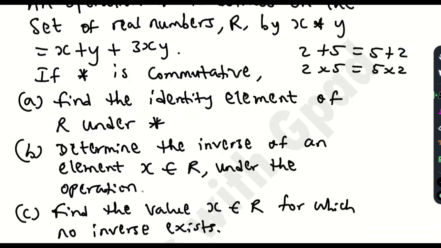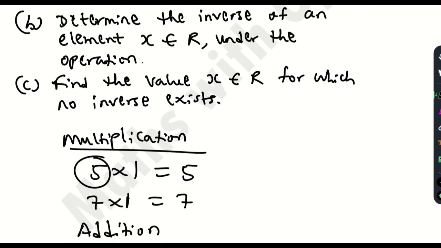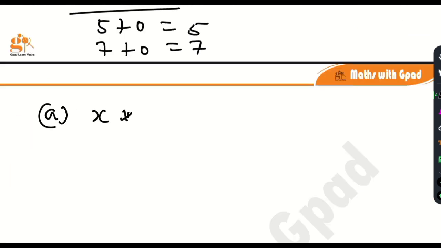The first question here says we should find the identity element of R under this operation. Okay, but let's go back to the original question. It says that this operation is defined on the set of real numbers R by x asterisk y is equal to what? Let's see how the operation is being defined. x plus y plus 3xy. So let's go get the identity element. x asterisk y is equal to what? x plus y plus 3xy.